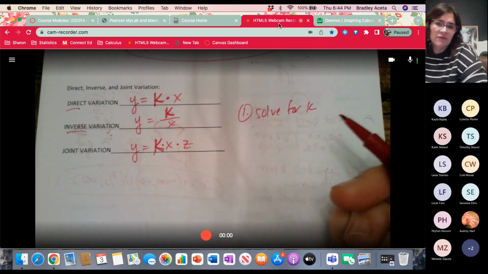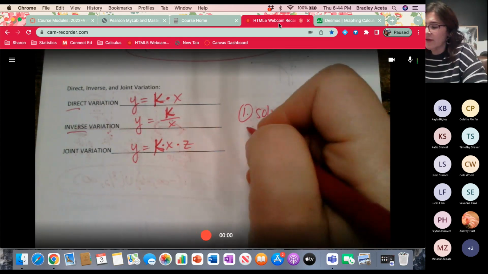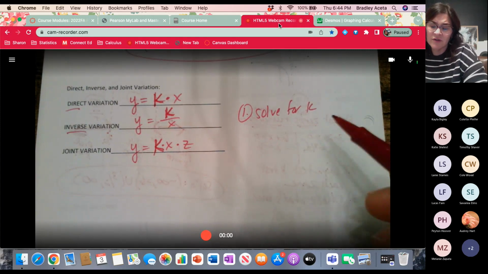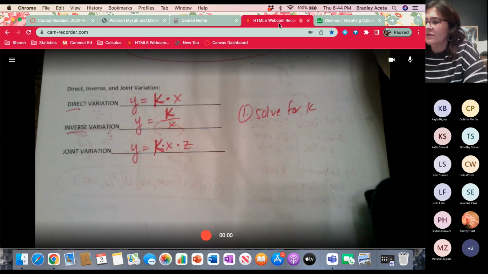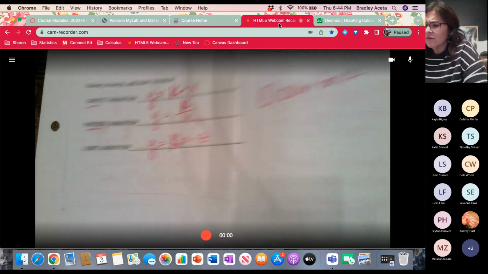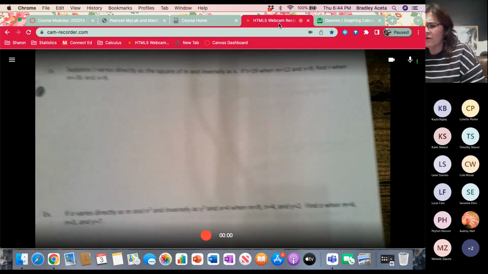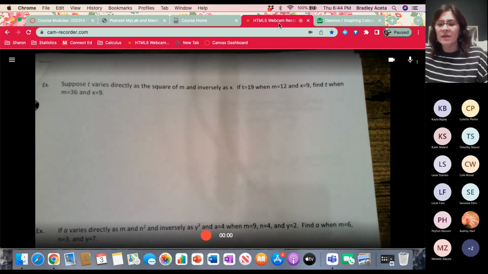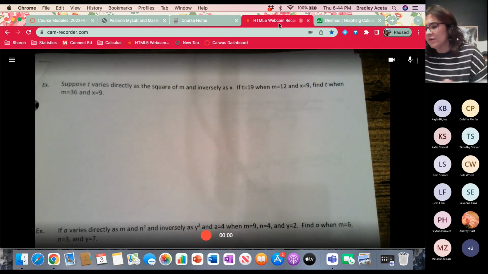And then you solve for whatever other missing variable after that. But that's the main thing, to solve for k first. So these aren't that bad. They're usually pretty easy. They look harder than they are, but let me show you what I mean, and then we'll do a couple of examples and it should be all right.